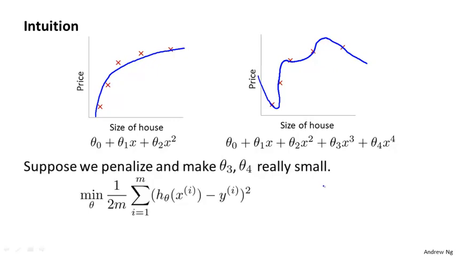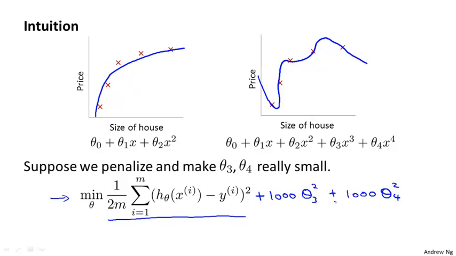Consider the following. Suppose we were to penalize and make the parameters theta 3 and theta 4 really small. Here's what I mean. Here's an optimization problem where we minimize our usual squared error cost function. Let's say I take this objective and I modify it and add to it plus 1000 theta 3 squared plus 1000 theta 4 squared. 1000 I'm just writing down as some huge number.